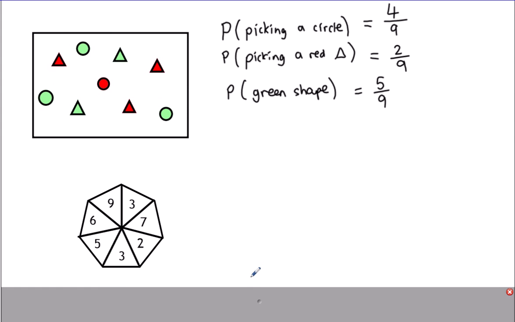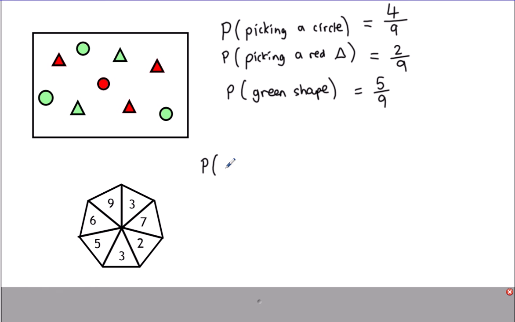I've got another example here with a spinner. You can either put a pencil through it and spin it around on a table, or you might have an arrow like in Twister where you spin the arrow around and see what it lands on. So on this spinner there are 1, 2, 3, 4, 5, 6, 7 outcomes, because there's 7 areas, there's 7 numbers on the spinner. So all of my probabilities this time are going to be out of 7.